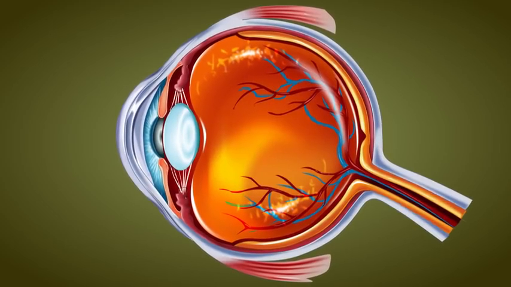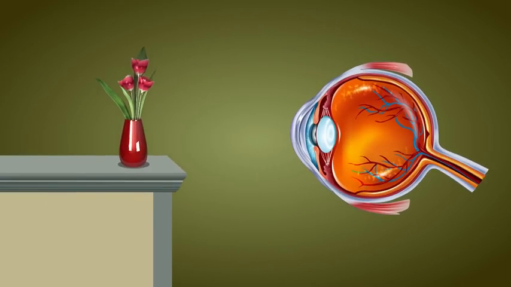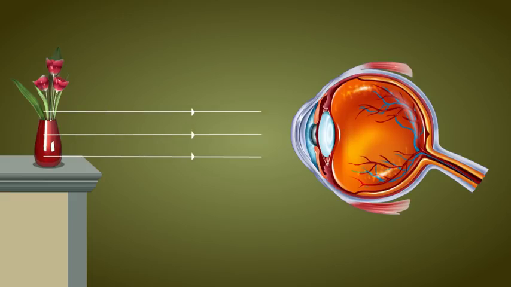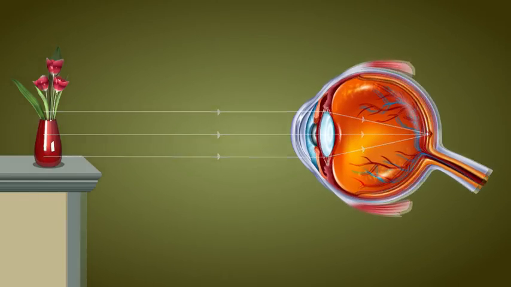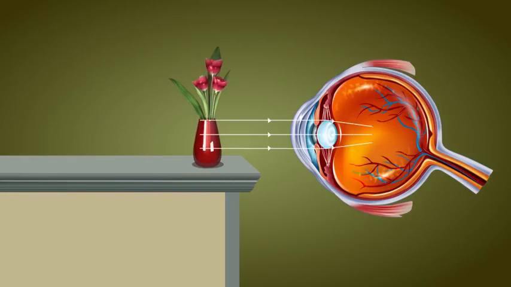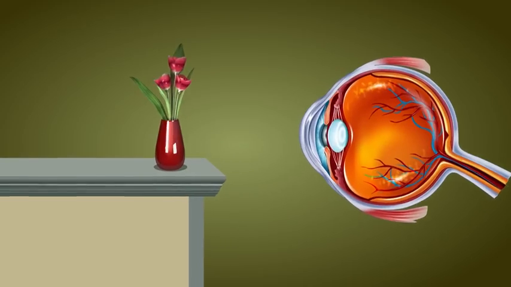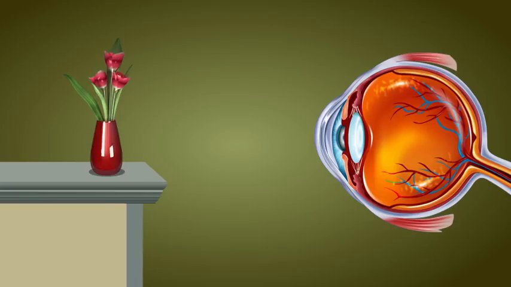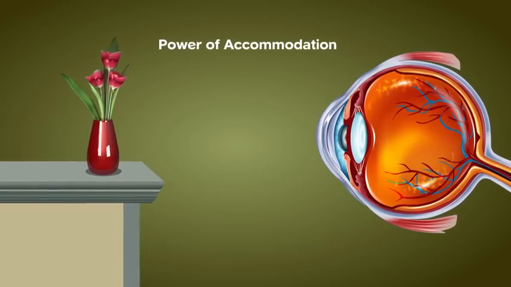To view a distant object, the muscles relax, the lens becomes thin, and its focal length increases. To view a nearby object, the muscles contract, the lens becomes thick, and its focal length decreases. This ability to adjust its focal length is called the power of accommodation of the eye.